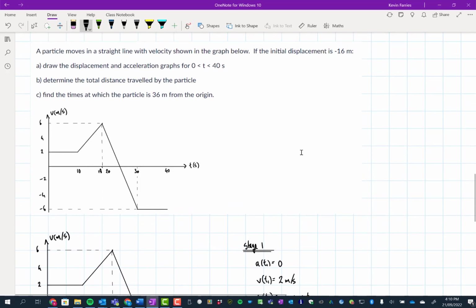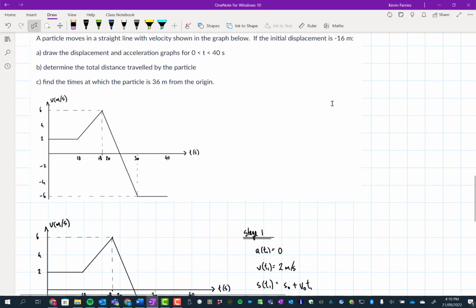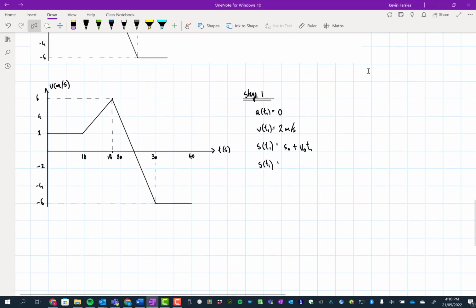So therefore, in stage 1, S of T1 is just equal to, so the displacement, now what does it say about the initial displacement? Minus 16 meters. Okay, so it's saying the initial displacement is minus 16 meters. And so this is starting at minus 16 plus the velocity for this stage is constant at 2 meters per second, times t1. And so it's just going to be 2t1 minus 16, just changing the order to make it look nicer, is the displacement at time t1.